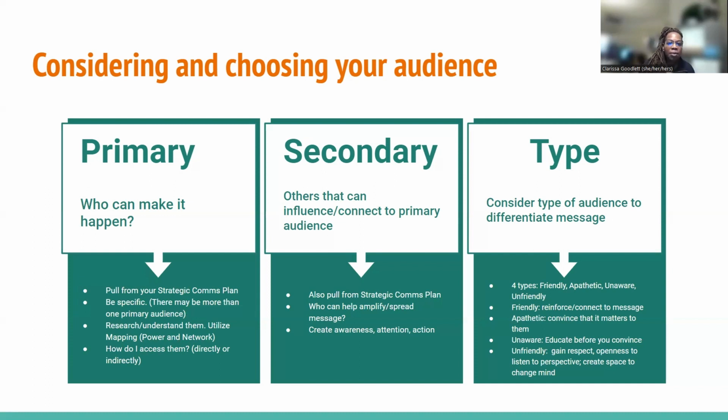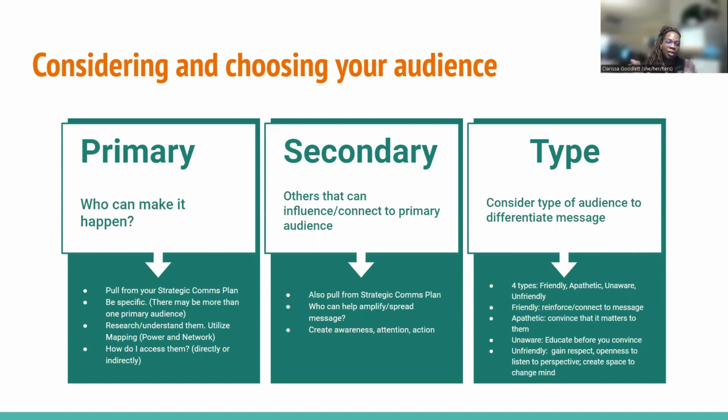I like to think about the audience in four different ways. You have a friendly audience. These are probably your secondary audience folks. They already understand, connect in some way, or believe in whatever the message is. So you're really trying to get them to reinforce that message and amplify it. There are the apathetic folks. These are the folks that you're trying to convince. They may have a sense of what the issue is, but you want to convince them of why it should matter to them. There are the folks who are completely unaware. Part of your mission with these folks is to educate and make them aware before you can convince them.